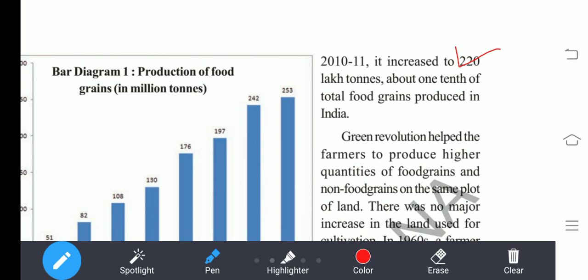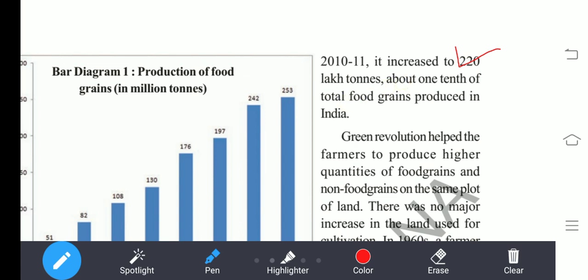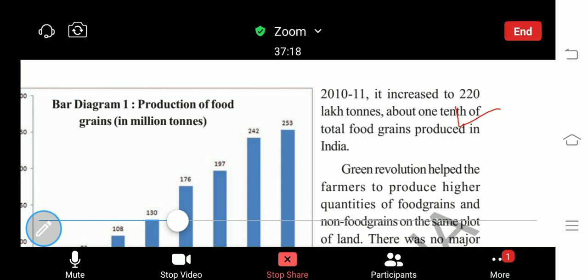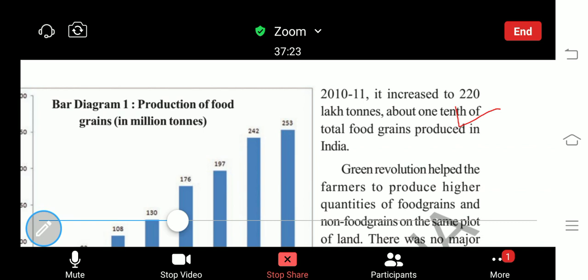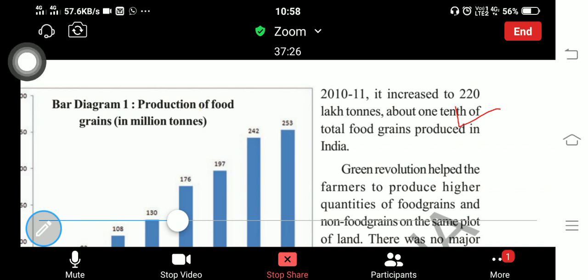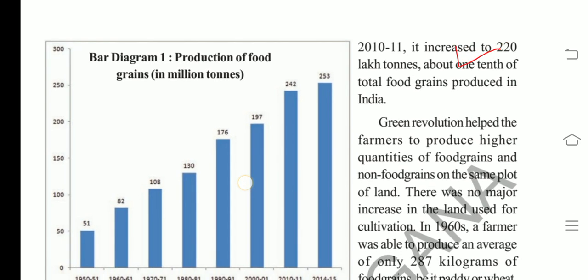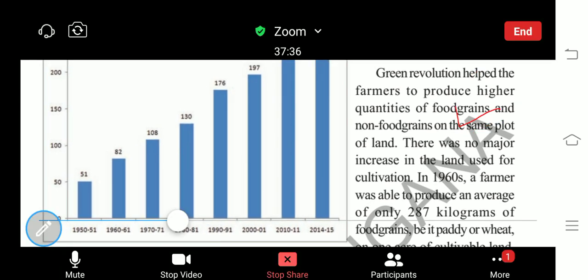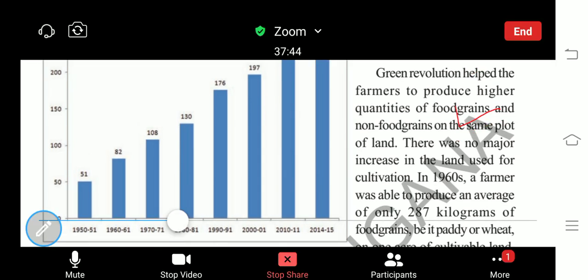Look here, 220 lakh tons. About one-tenth of the food grains produced in India is with FCI. That is an important point we have to note with the green revolution. So this is one point we have seen. In the next class, we will look into the bar diagram, and then we will look into the other effects of the green revolution. Okay, so let me stop the class here.